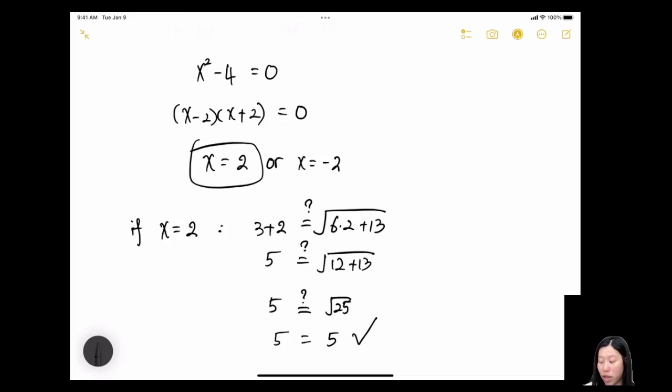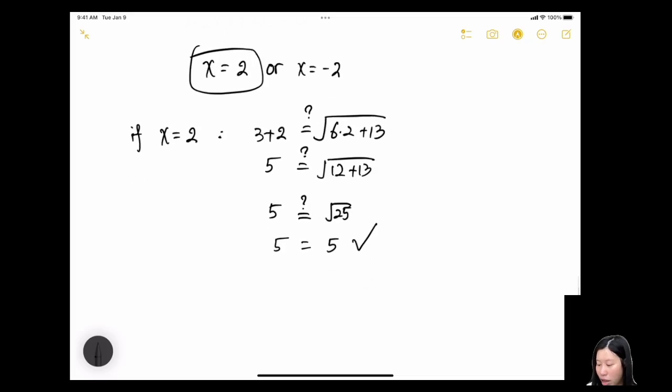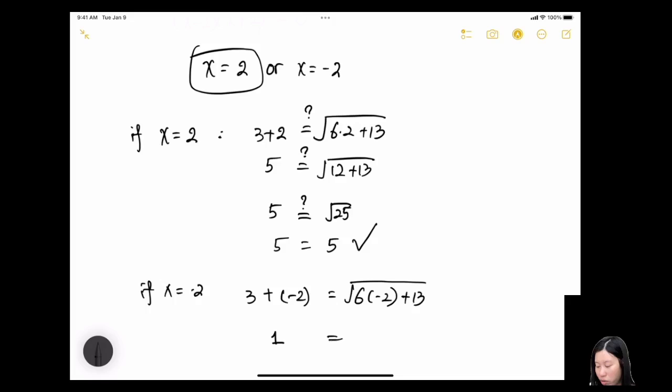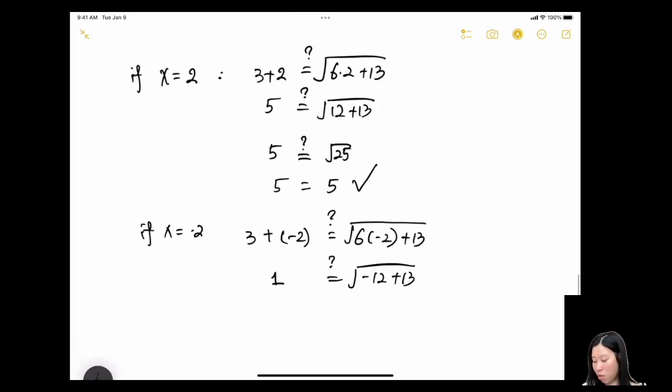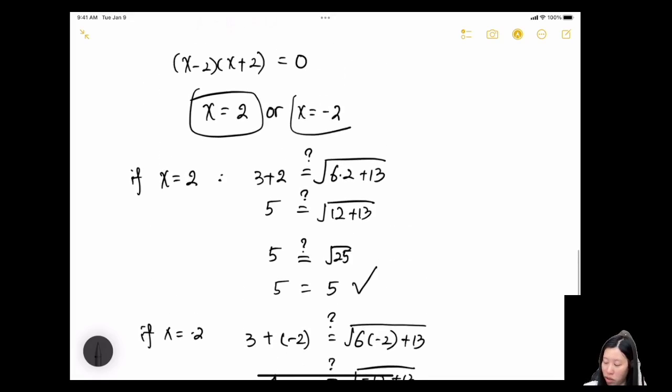We do the same thing for negative 2. So if x equals negative 2, we plug into the original equation, 3 plus negative 2 equals the square root of 6 times negative 2 plus 13. So I have 1, we don't know if this is equal. 6 times negative 2 is negative 12 plus 13. So I have 1 and the square root of 1. So that means 1 is equal to 1. Square root of 1 equals 1. So that means x equals negative 2 is also our solution. You circle it.